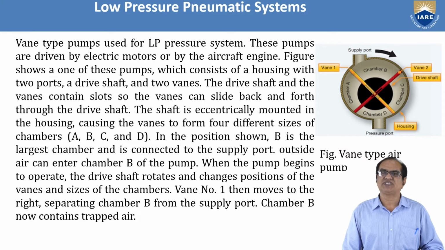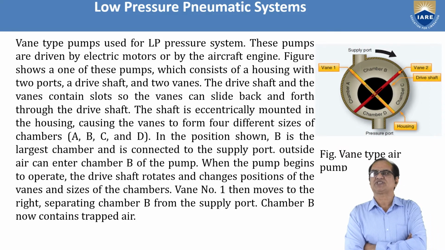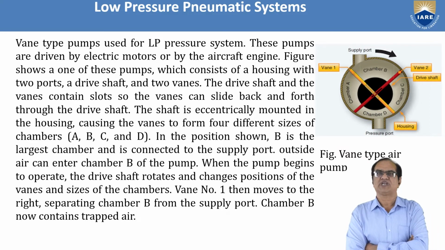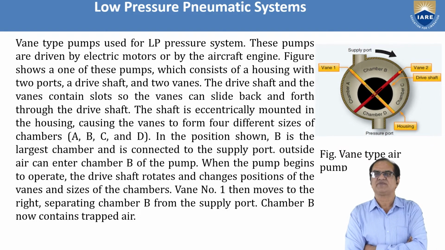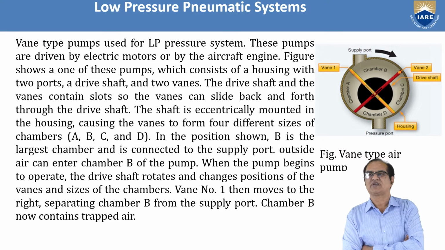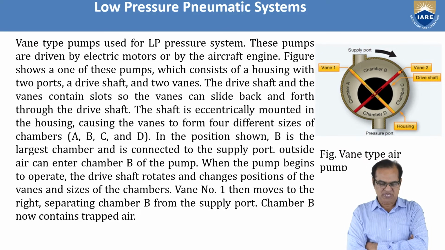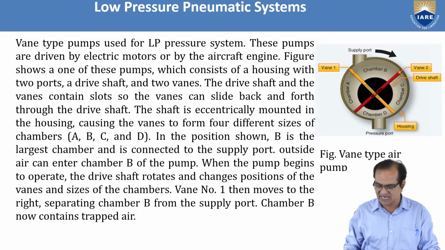B is the largest chamber and is connected to the supply port. Outside air can enter chamber B of the pump. When the pump begins to operate, the drive shaft rotates and changes the position of the vane and the sizes of the chamber. Vane number 1 then moves to the right, separating chamber B from the supply port. Chamber B now contains trapped air.